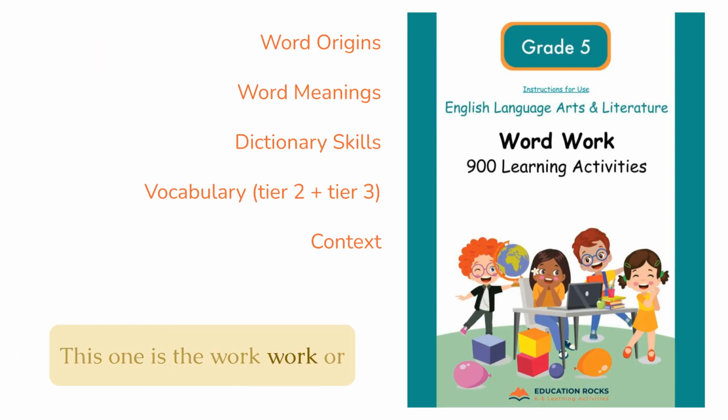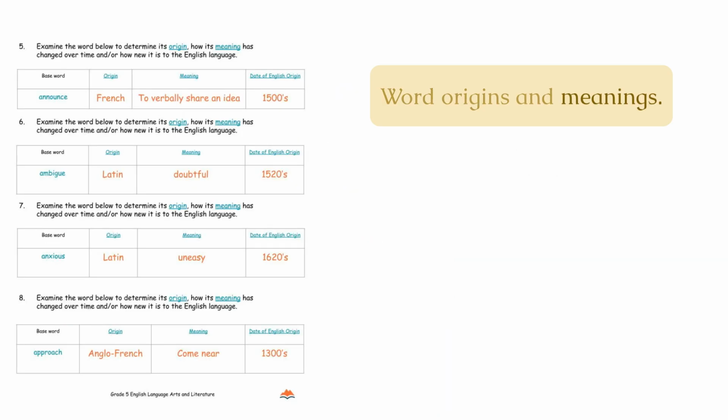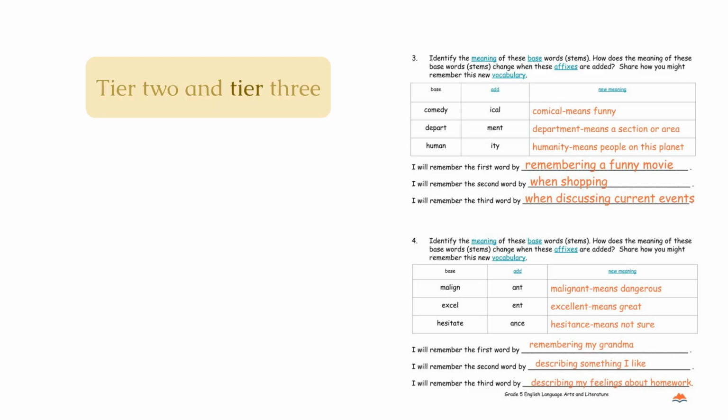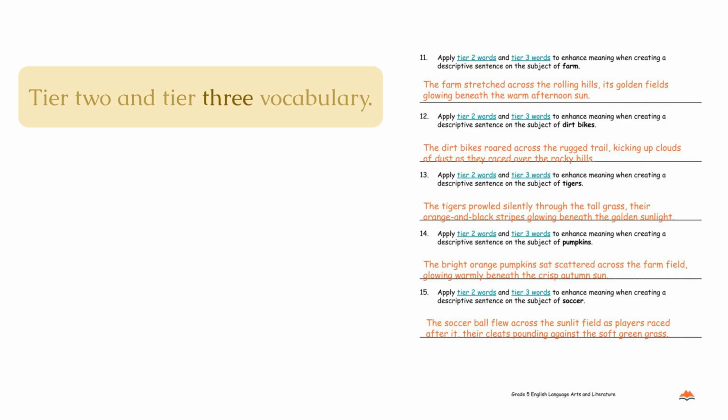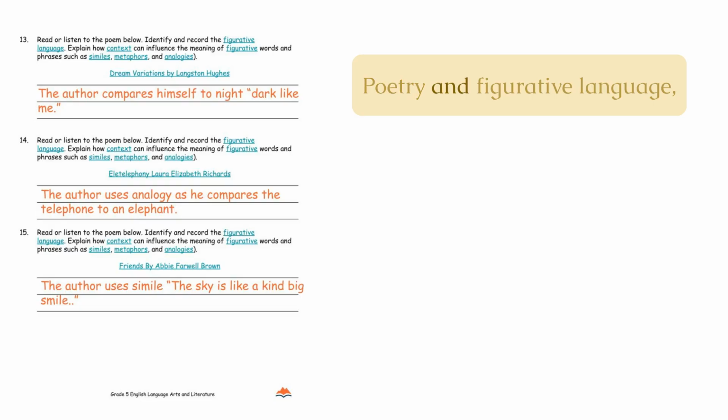This one is the Word Work or Vocabulary and Language Unit Plan. Units are excellent for morning work, targeted independent practice, and/or assessments. Word origins and meanings. Tier 2 and Tier 3 vocabulary. Vocabulary, such as word choice and figurative or non-figurative words, and dictionary skills. Tier 2 and Tier 3 vocabulary. Poetry and figurative language, such as similes, metaphors, and analogies.